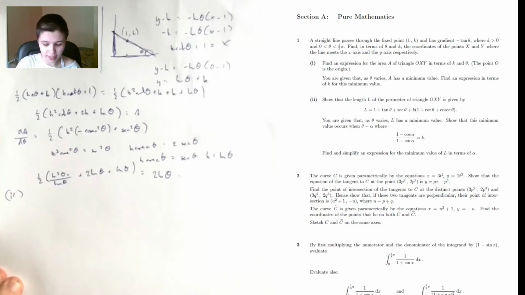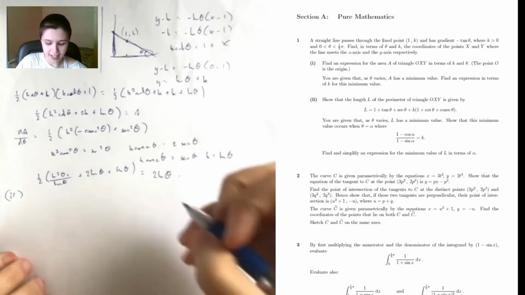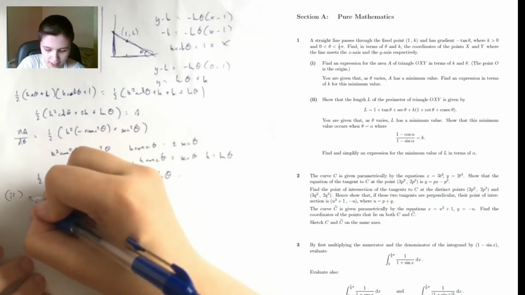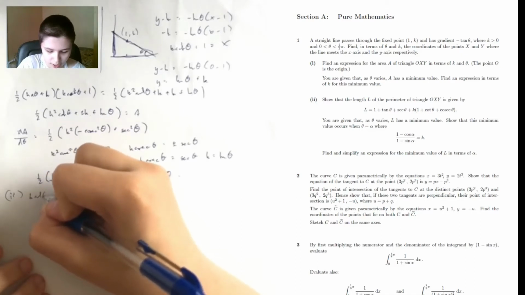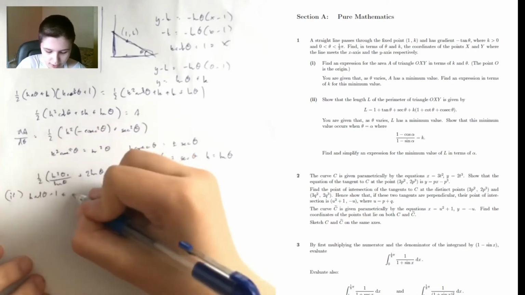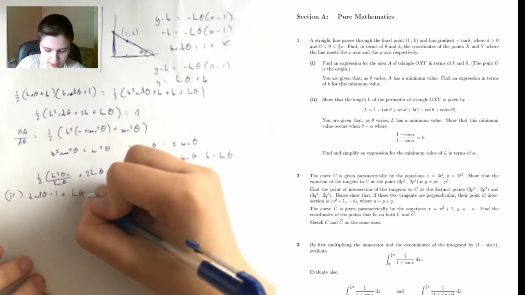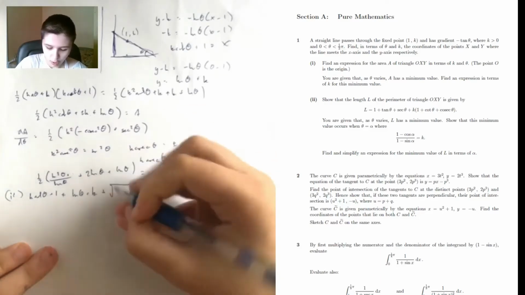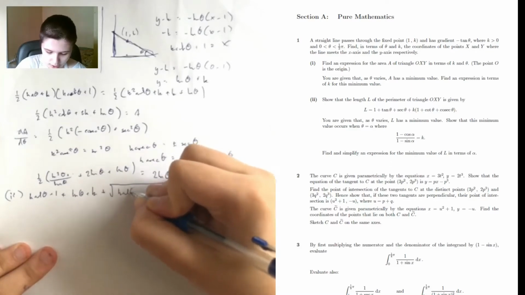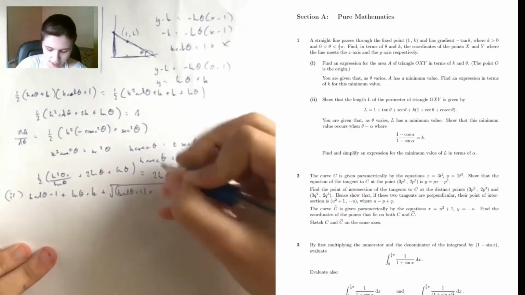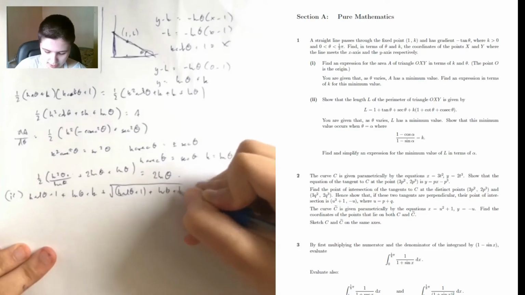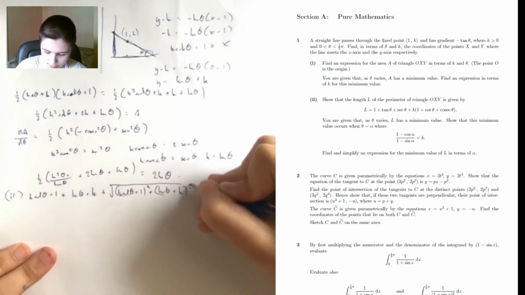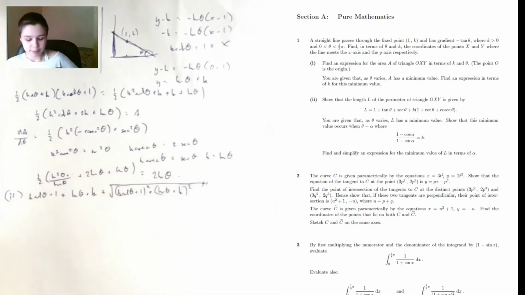L is going to be the length OX plus length OY plus the length XY. And to find that, we have the length OX, which is equal to k cot theta plus 1, plus OY, so tan theta plus k, and then plus the square root of (k cot theta plus 1) squared plus (tan theta plus k) squared, because these are squared, because Pythagoras.